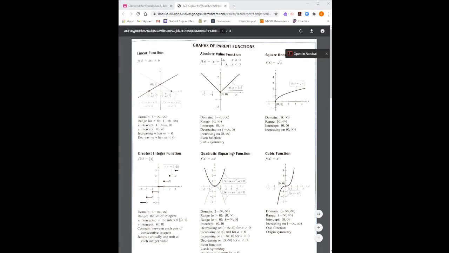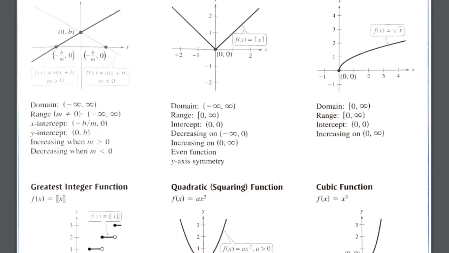So the first one we're going to do, let's see if I can get this going here. Okay, so the first thing we're going to do, I need to zoom in here on my little application. There we go.